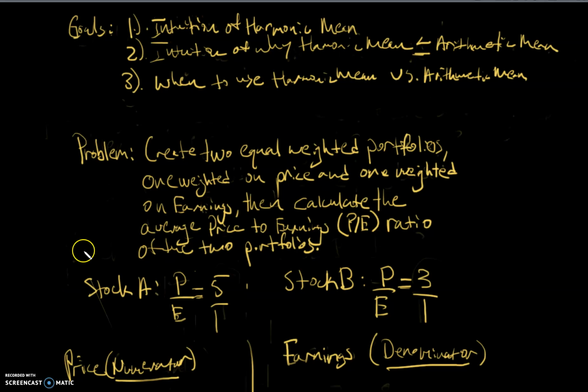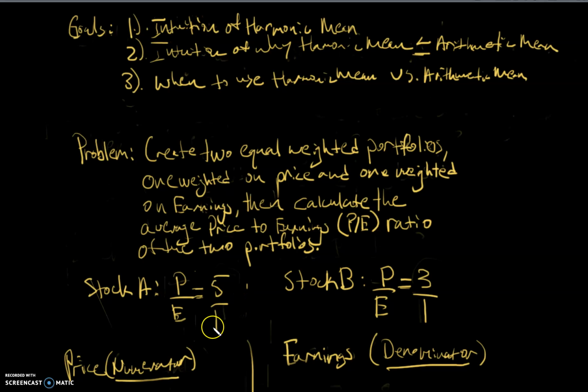So suppose that you have the following problem. You're asked to create 2 equal weighted portfolios, one weighted by the price and one weighted by the earnings, and then calculate the average price to earnings ratio, PE, of the 2 portfolios. So let's say you have stock A and stock B. Stock A, the price to earnings ratio is 5 to 1. That means that for every $5 that you give into stock A, you get $1 of earnings back. Similarly, for stock B, for every $3 that you put in, you get $1 of earnings back.